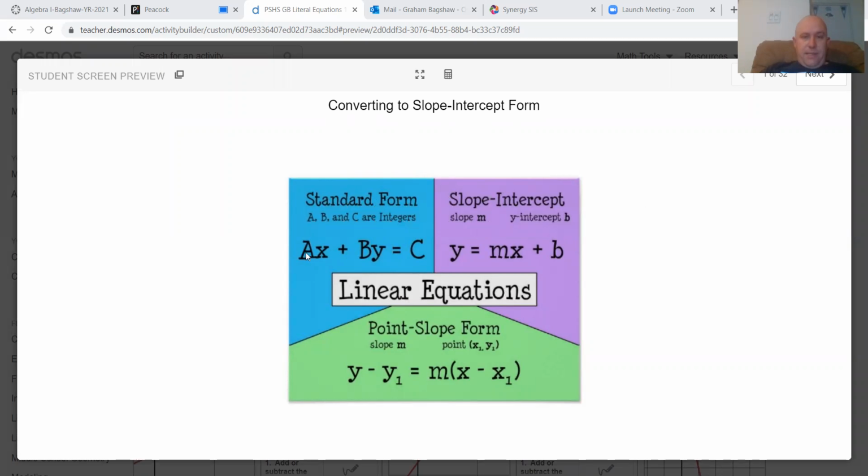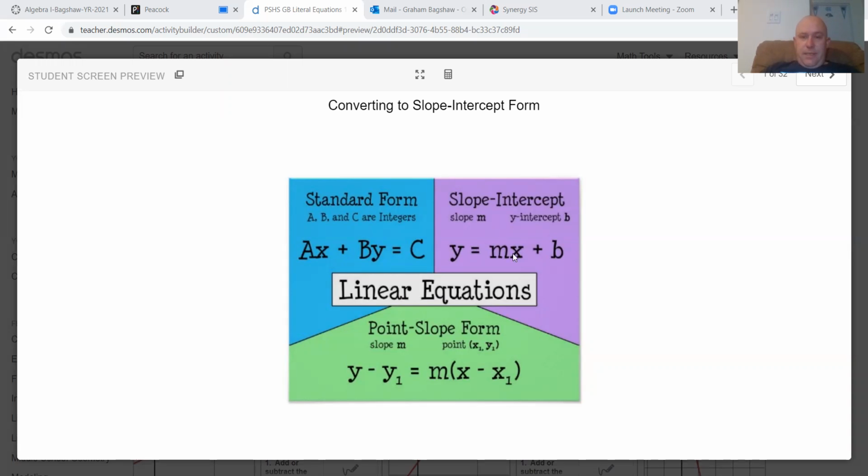Standard form, where a, b, and c are integers. Not just integers, a must be positive as well. And slope-intercept form, which starts with y equals, where m is your slope and b is your y-intercept. And the point slope form, which we use when we have a slope and a point. With these forms, we can actually switch between them.